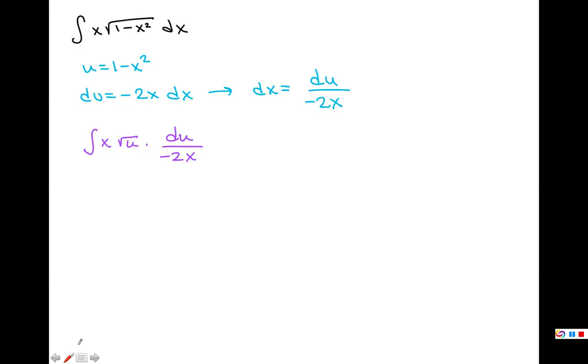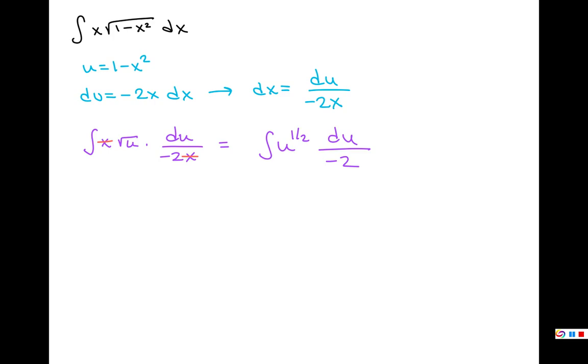This looks like this method is going to work because although I still have x's in the problem, notice there's one on top and one on the bottom. So we can actually cancel those x's out. The x's cancel out. We're left with an integral that's in terms of u only. That's a good thing. Now this is something I can actually integrate.